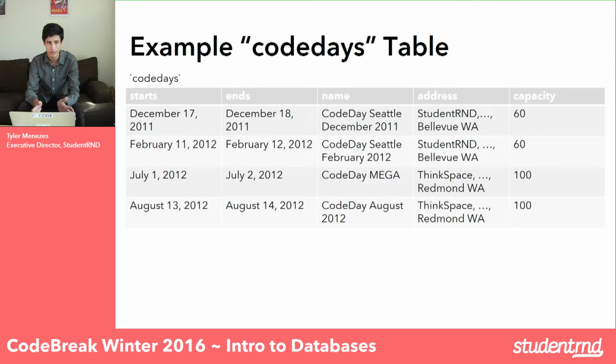But here's a table. Here's some example data in our table. So we have a start date, an end date, a name, an address, a capacity. All of these are real code days that happened. I think these are the first 4-ish code days, except I think I couldn't find the date for one of them, so I just made it up. So those are some example data. And again, it looks kind of like an Excel spreadsheet.